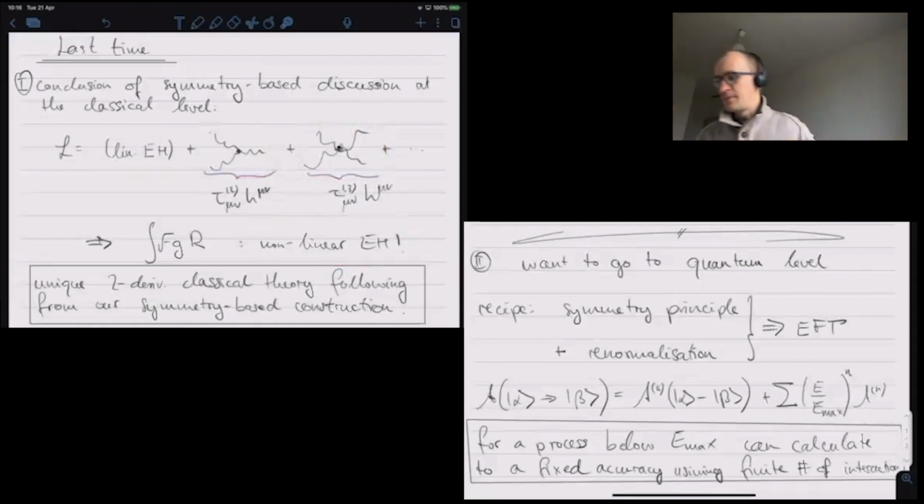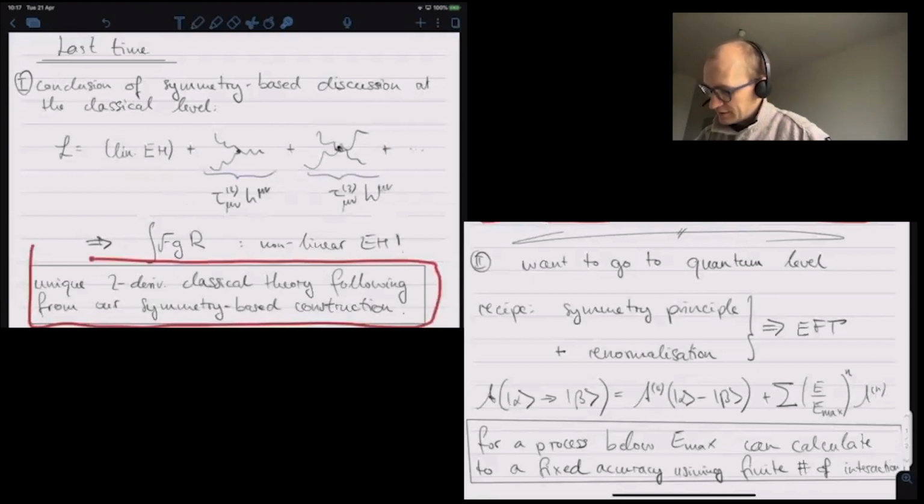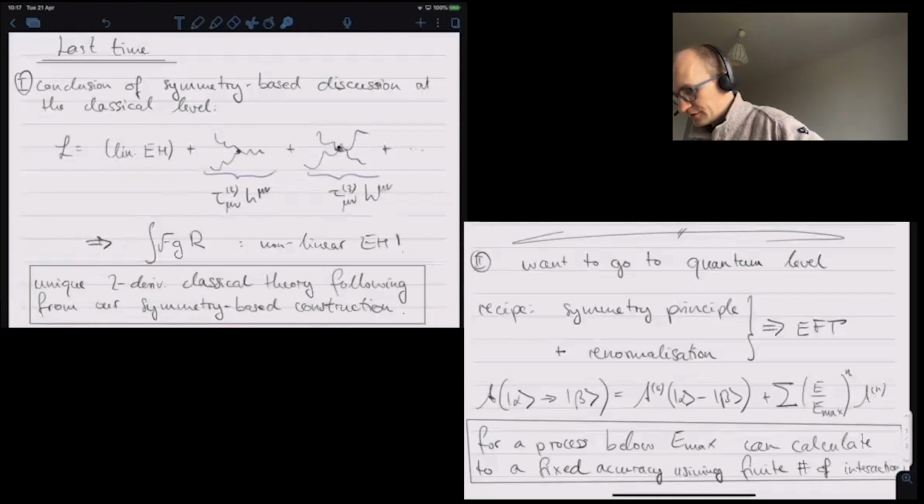However, I went further and I said that one can show that this whole sum actually gives you the full nonlinear Einstein-Hilbert. And so the conclusion, repeated here, was that what our symmetry principles give us, at the 2-derivative level, is that the unique classical theory that we can build is actually Einstein-Hilbert.